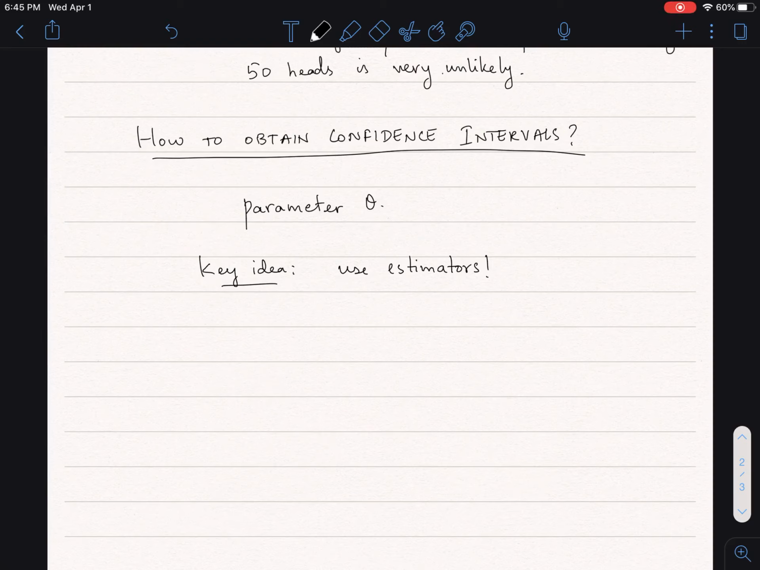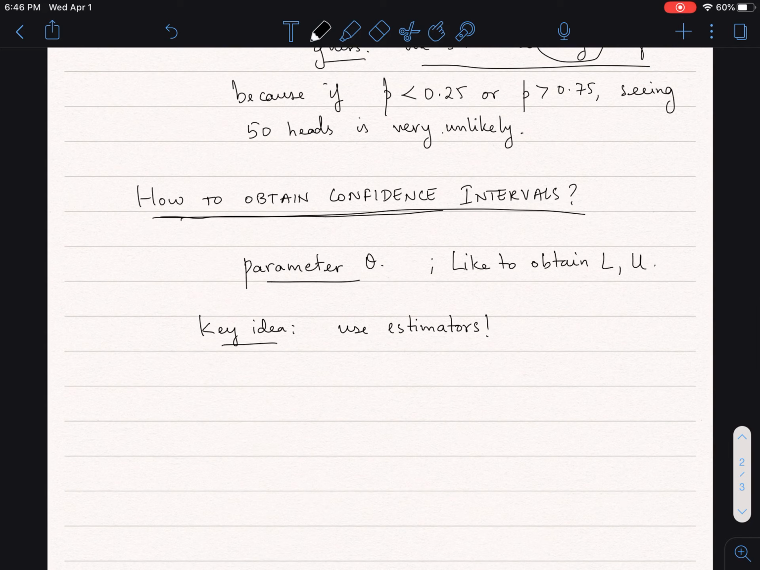Alright, so the next question is, how do you actually obtain confidence intervals? Let's say we have some parameter theta for which we want to obtain a confidence interval, which means that we would like to obtain statistics L and U, which are functions of the data that we observed.